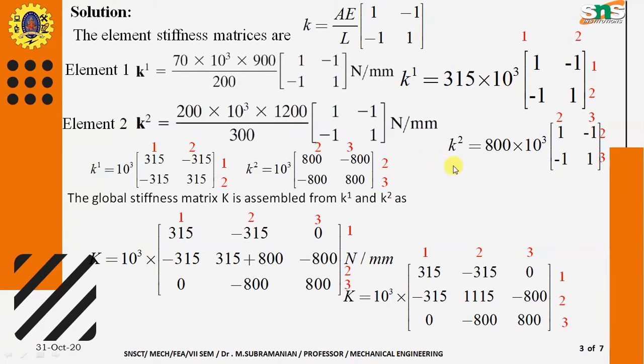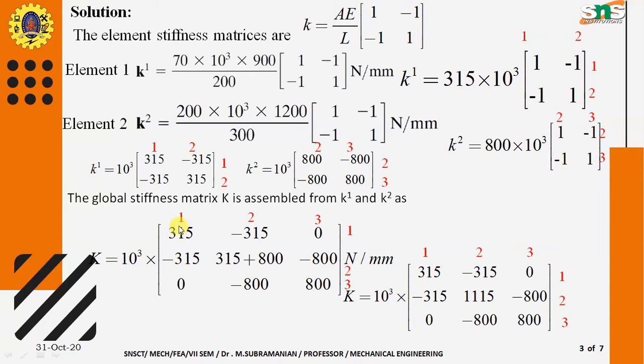Carefully you have to indicate the global numbers, that is the degrees of freedom. Element 2 is connected with nodal points 2 and 3. The global stiffness matrix K is assembled from K1 and K2.